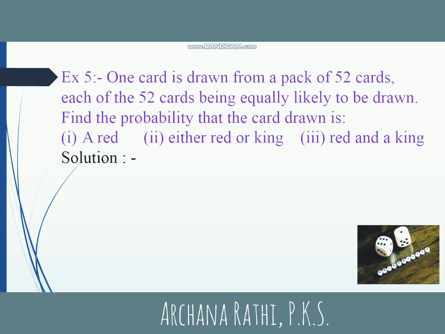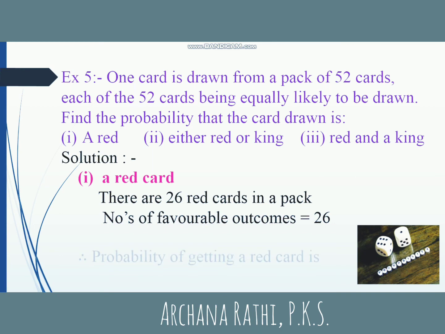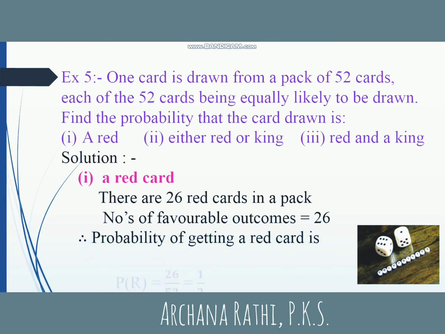Now the solution. For a red card, you know that there are 26 red cards in a pack, therefore favorable outcomes are 26 and the probability of getting a red card is 26 upon 52, that is 1 by 2.